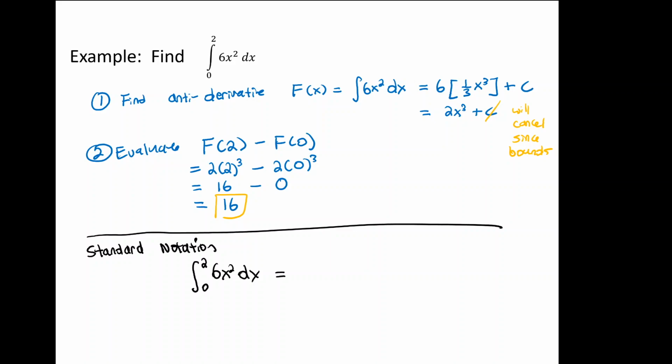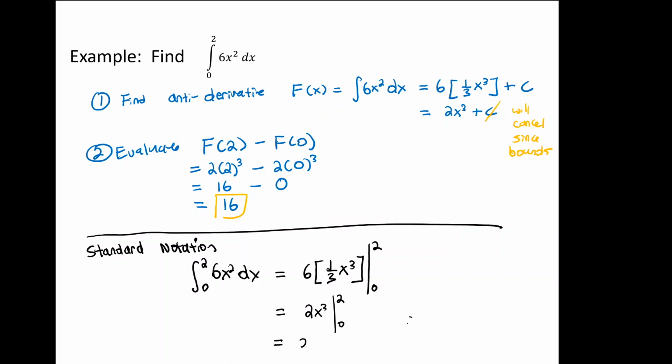Equals, so 6 times 1/3 x to the 3. I won't bother writing the plus c. It's going to cancel. Evaluated from 0 to 2. Remember that vertical line? Well, there's that vertical line. We'll clean this up a little bit. This is 2x cubed, evaluated from 0 to 2.